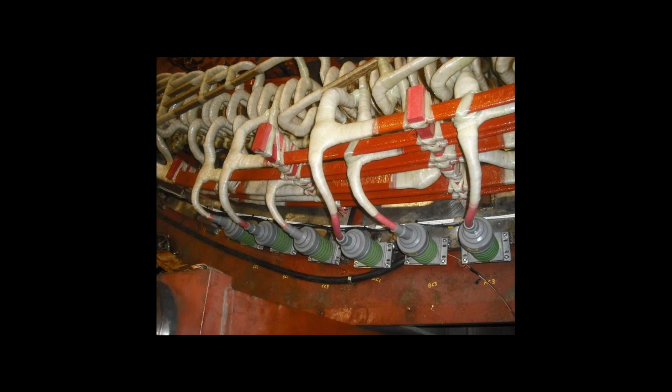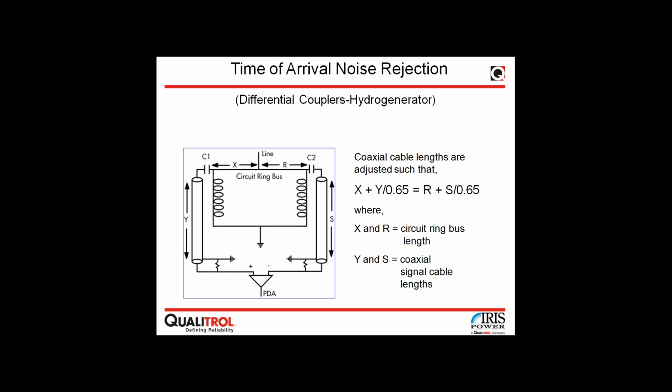So you can see here 1, 2, 3, 4, 5, 6, I guess, capacitors connected to a stator winding and installed on a perimeter of the circular bus, and then connected to a termination box for data collection.